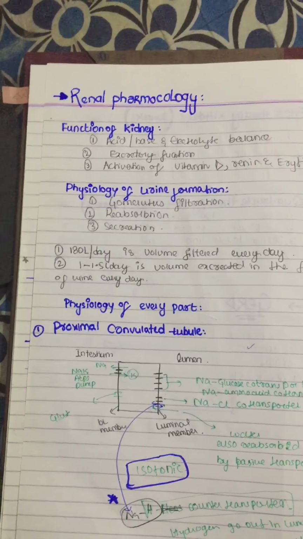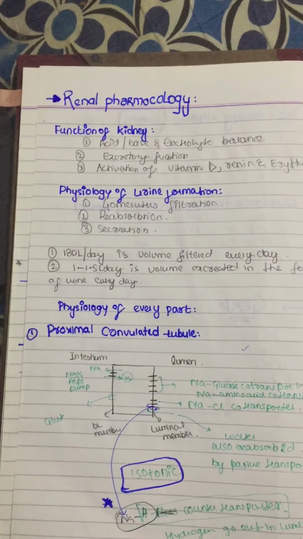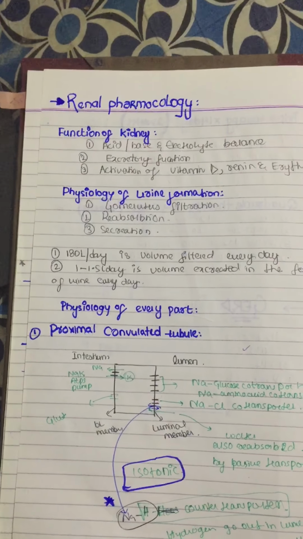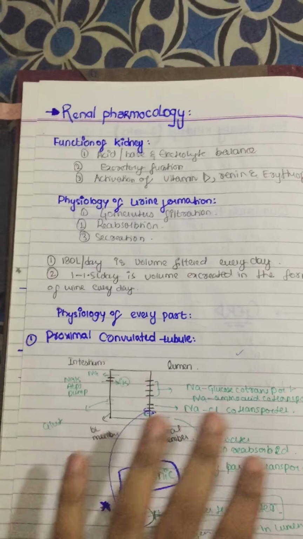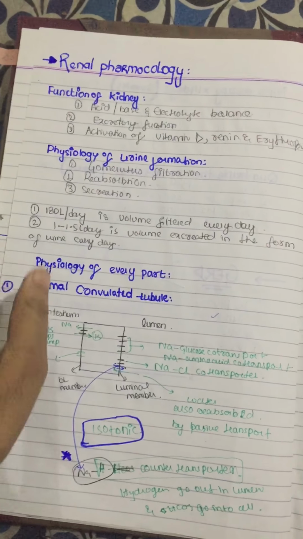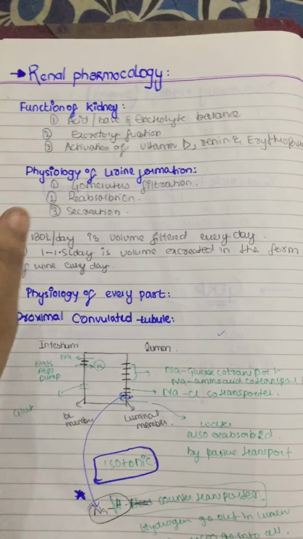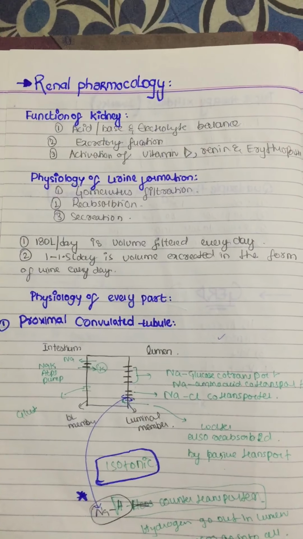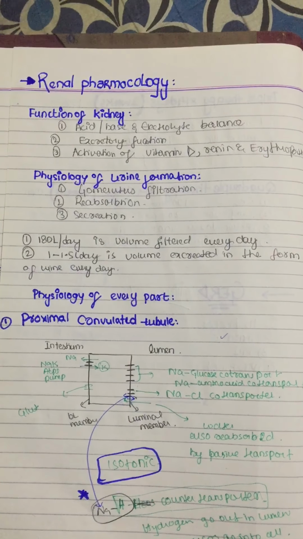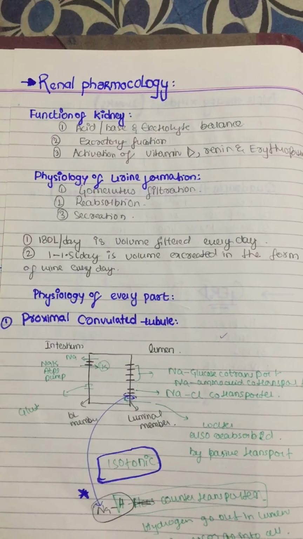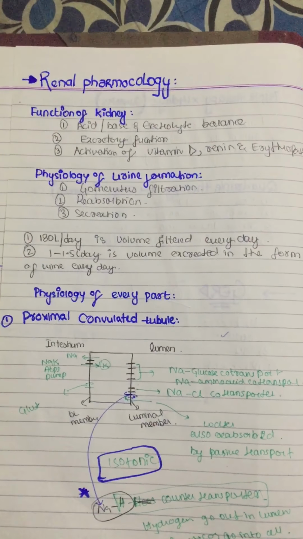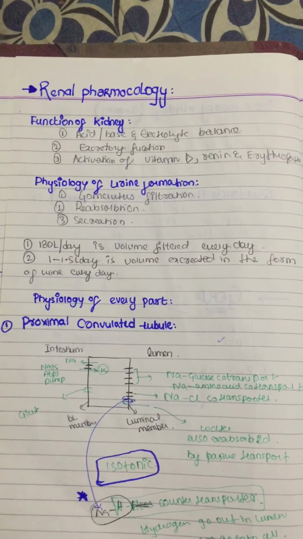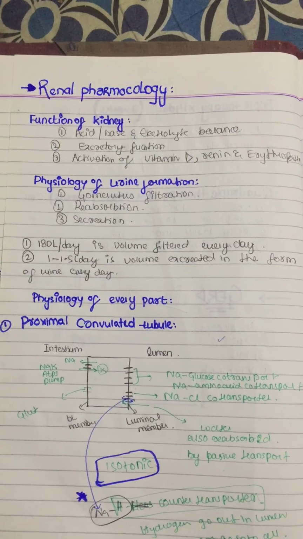So actually I'm going to teach you the pharmacology, but before doing the pharmacology we're going to do the physiology in a very quick review. So first of all we're going to do the different functions of the kidney. The functions of the kidney are: it is responsible for the acid base and electrolyte balance. It is responsible for excretion of different metabolites from the body, and it is responsible for activation of vitamin D, renin, and erythropoietin.